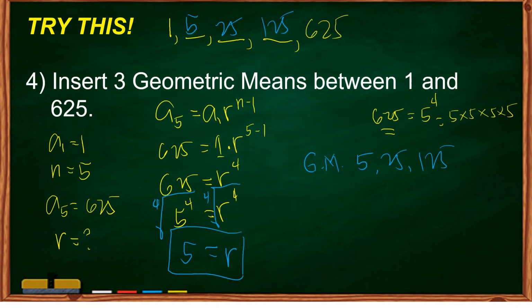However, please take note that if you are going to get the fourth root of a certain number, it should be plus or minus. So therefore, another set of geometric means that can be inserted between 1 and 625 is this one. So we are given 1.